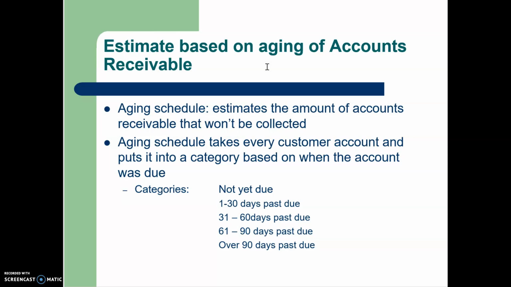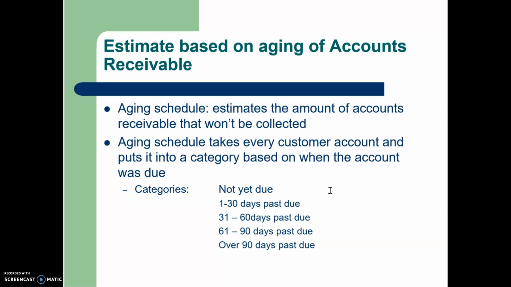So what we're going to do is prepare an aging schedule. We're going to look at all of our account balances and see when they were due. So we'll put them into categories. These are examples of categories. Companies can use different categories, but not yet due, 1 to 30 days past due, 31 to 60, right? Because the idea is the longer an account is overdue, the more likely it is that you're not going to collect. Okay.